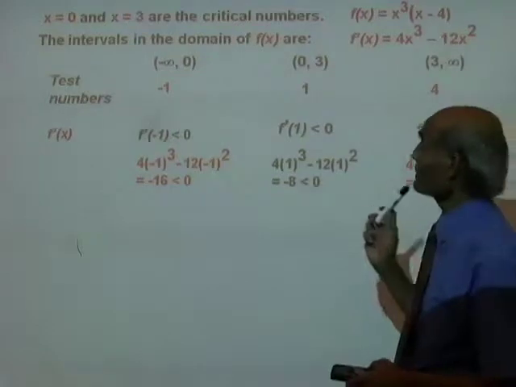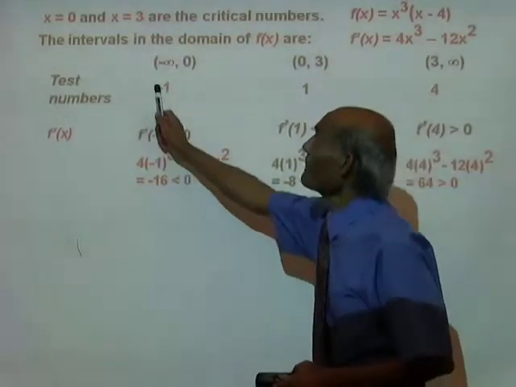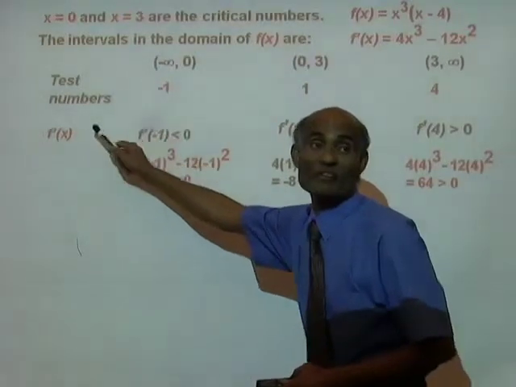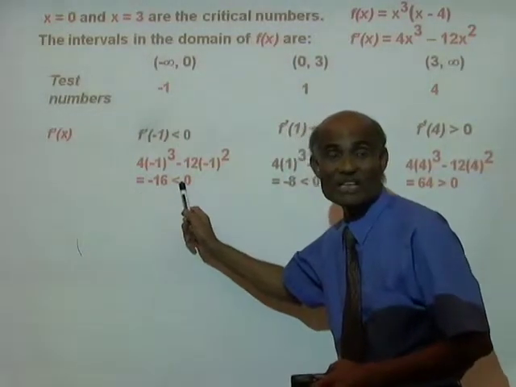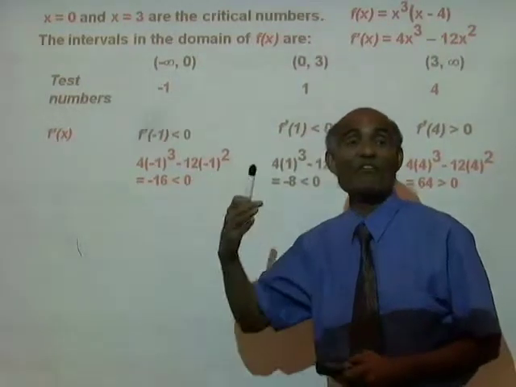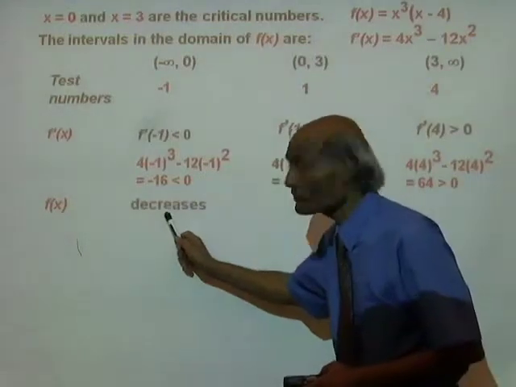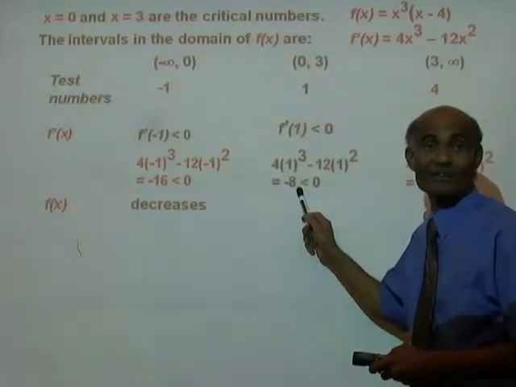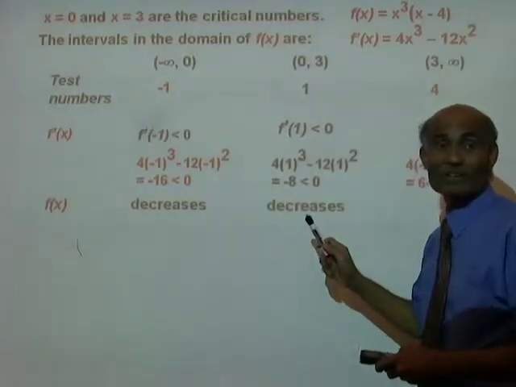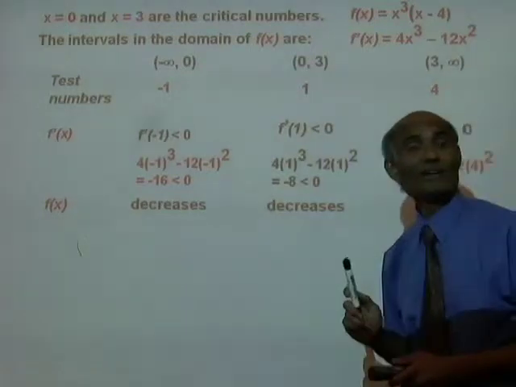And therefore, now, what is the conclusion? What is the behavior of the first derivative? The first derivative is negative, means the function is decreasing. So f of x is decreasing on this interval. How about here? Again decreasing. How about here? It's increasing.